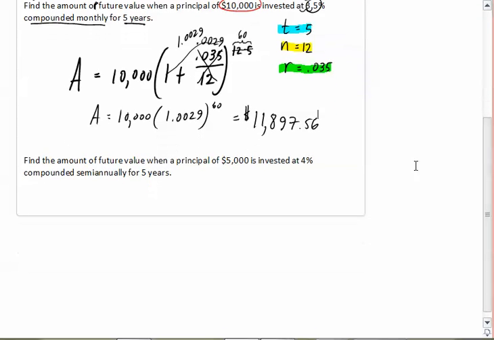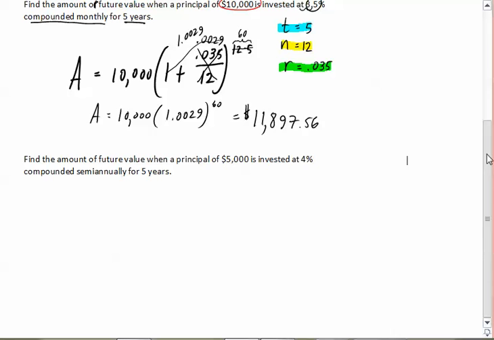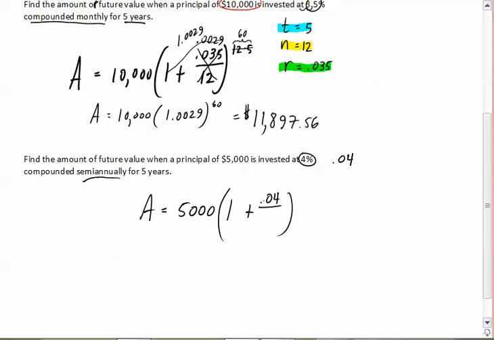Let's take a look at one more. And this time it's going to be compounded a different number of times in a year. So let's see how this would look. We have A equals, we have $5,000 this time. Okay, I'm going to get this ready to go. My interest rate is 0.04, so that's going to be 0.04. Now, compounded semi-annually, that would be twice a year, right? So my N is 2.